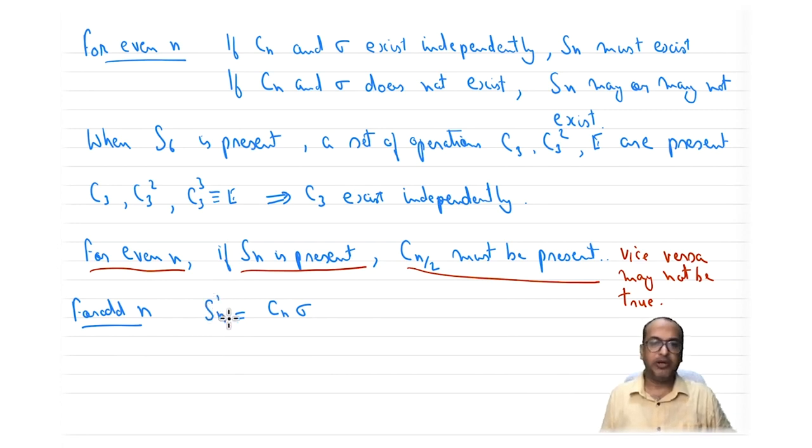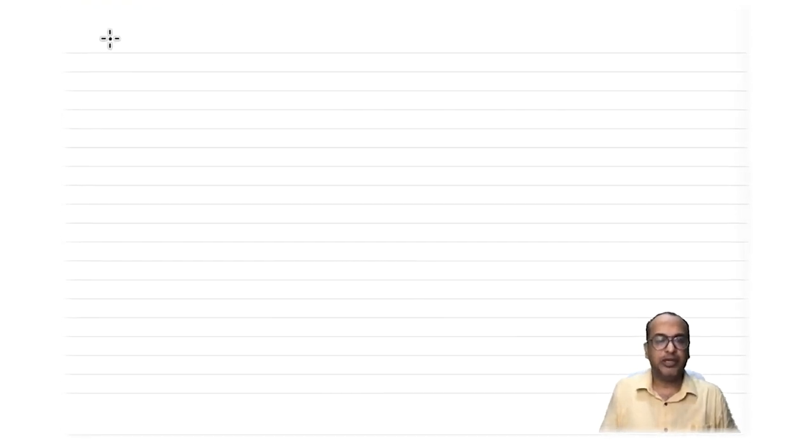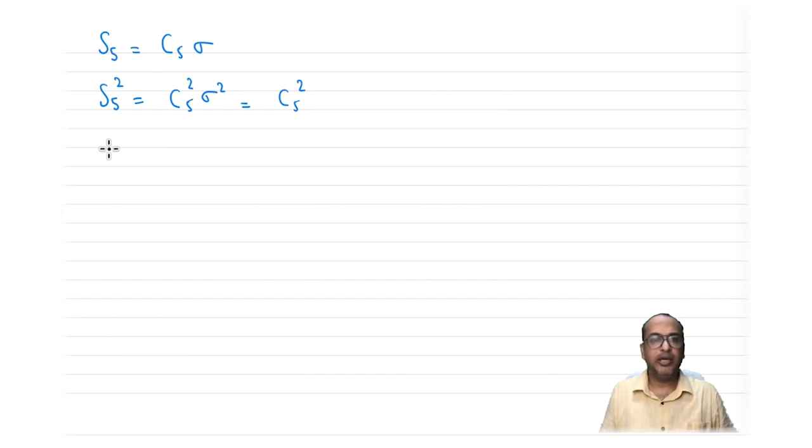Now it's easier actually if we take an example. Let us take n equal to 5. We can also take 3, but let's take 5 just to make it more clear. So S5 is equal to C5 sigma. S5 done twice is equal to C5 done twice sigma done twice, which is nothing but C5 done twice, because sigma square is E. Now S5 done thrice is equal to C5 thrice, and now I'm shortcutting it to sigma. Sigma done thrice is equal to sigma.